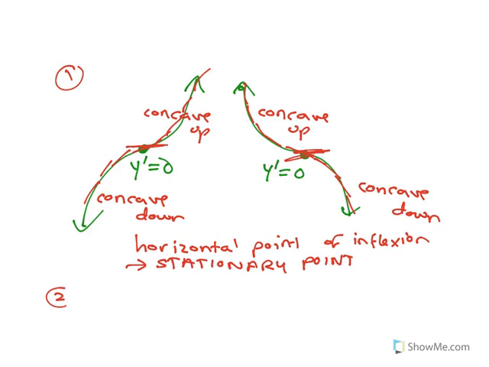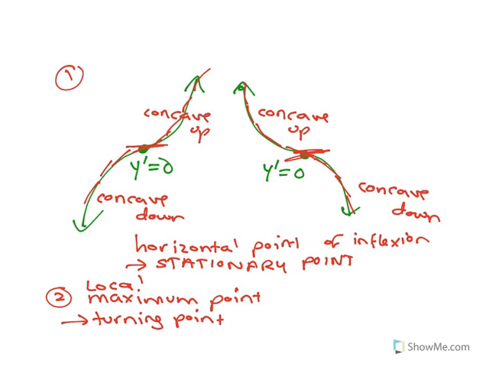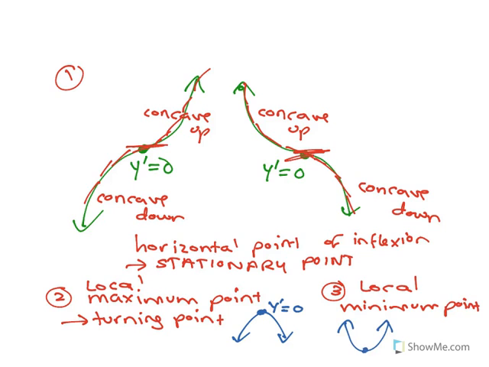Okay, now the other types of stationary points are your maximum point, and we call that a local maximum, and it is also called a turning point because it does in fact turn. So it looks like that. It has a maximum point at that point where the gradient is 0, and then a local minimum point would be like that. That would be y dash equals 0.